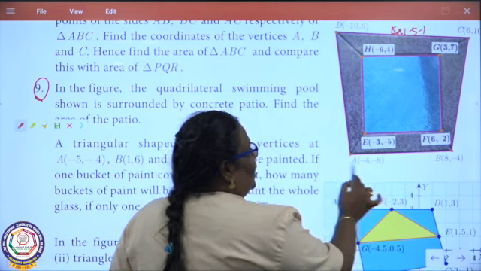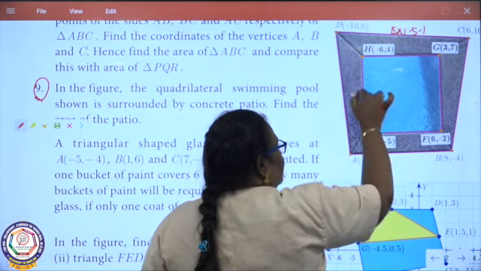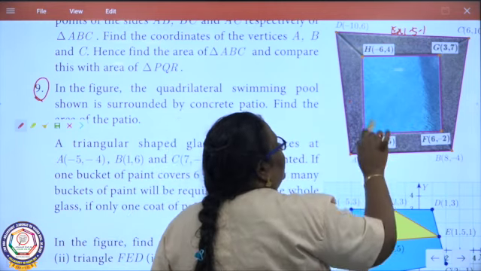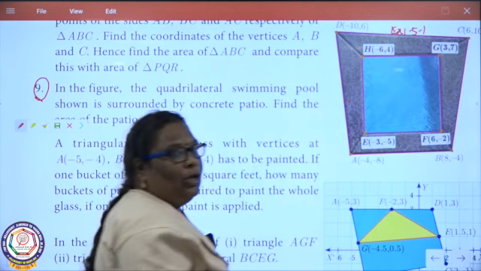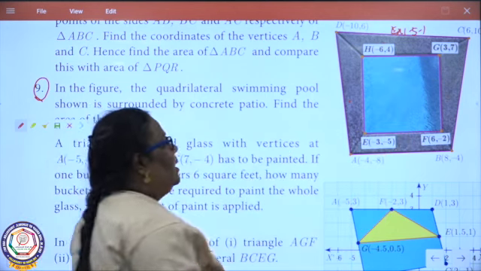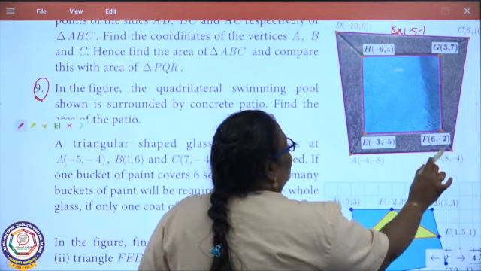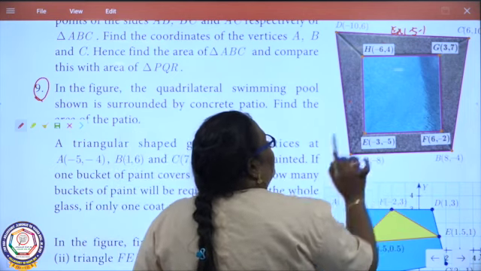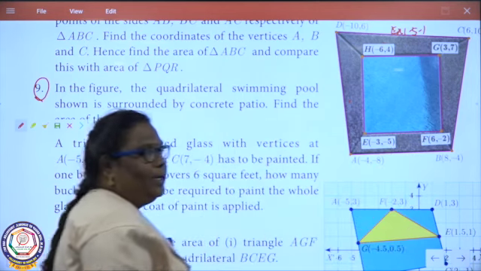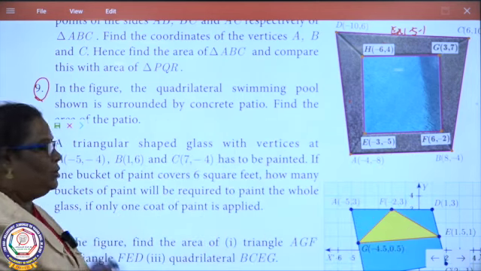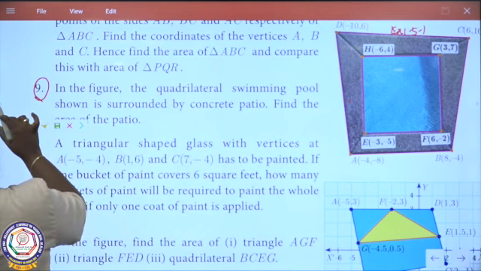So outer quadrilateral area minus area of the quadrilateral, that is the swimming pool, we get the required area of the space. That is, area of the quadrilateral ABCD minus area of the quadrilateral EFGH, you can get the required area of the patio. So we move on to the sum.